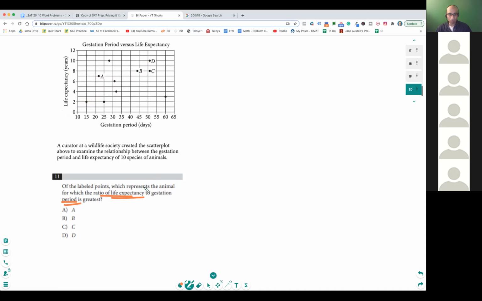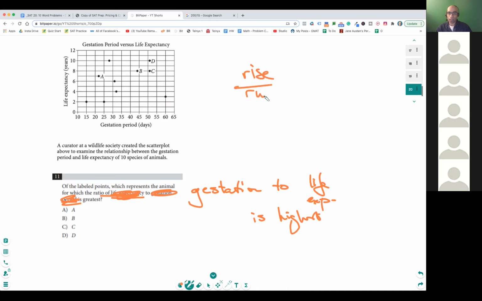So this is clearly easy. Which represents the animal for which the ratio of gestation period to life expectancy is the highest? In this case, it's rise over run, it's run over rise, so here it's kind of flipped. So in that case, you need to find this value here. That's going to be your smallest slope. So if it's flipped, you find the opposite way, Hamza. Okay, you find the opposite way.